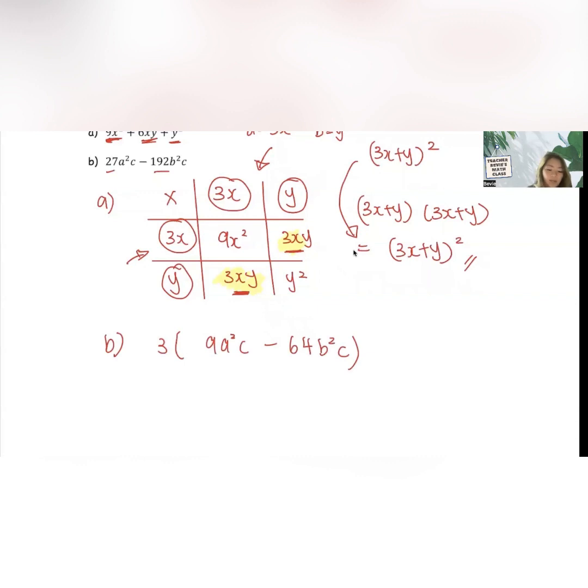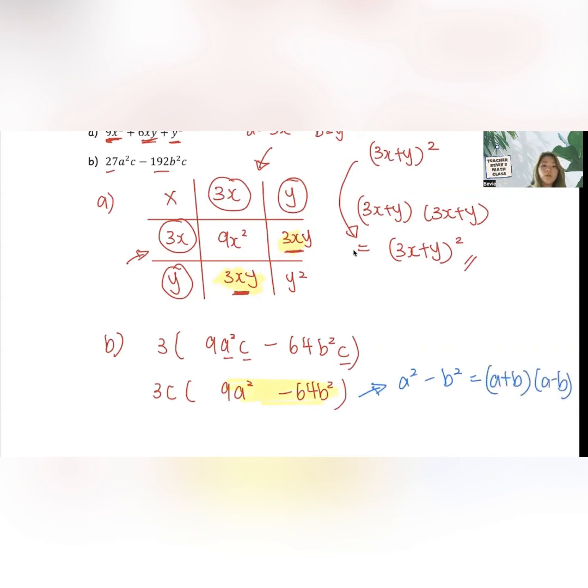As for the algebra, I have a squared here, and I don't have an a term on the other side. I have a c here and a c here, meaning I'll be able to pull out a c from both. I'm left with 9a squared minus 64b squared. Is this a fully factorized version of this equation? No, because for the inner bracket, I still have my special identity, and I can use a squared minus b squared, which gives me (a plus b)(a minus b). A lot of students would just stop here and they would not get the full marks for this question.